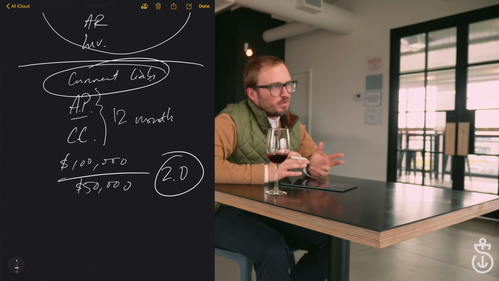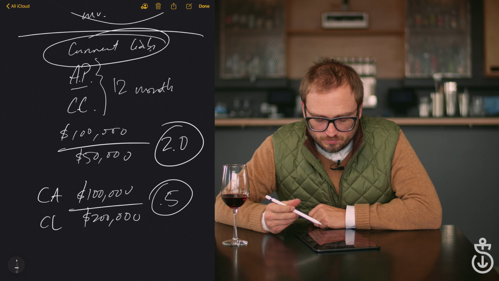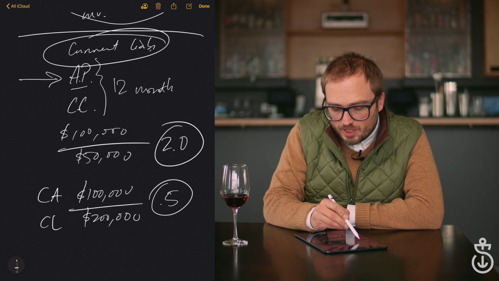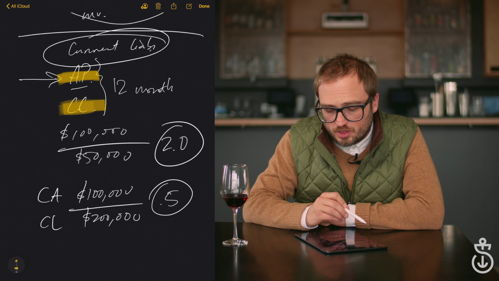But this could also go the other way. You could have $100,000 in current assets, and $200,000 in current liabilities. Well, now you're at 0.5, and that means you're insolvent. To be insolvent means you don't have the money to keep your business open. Eventually, the people that you owe money to, as the accounts payable, they're going to come calling. Credit cards are going to come calling if you're not able to make your minimum payments. This just means insolvent. Below 1 means you don't have the money to pay your bills.